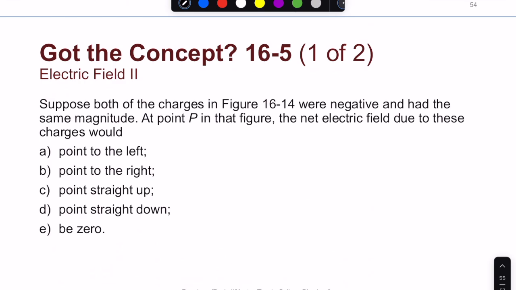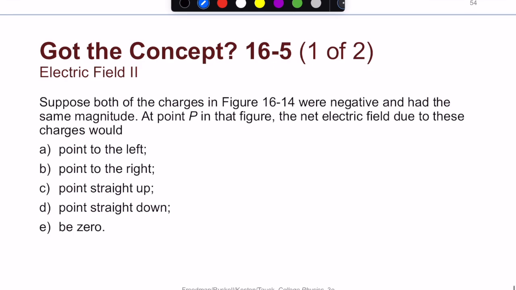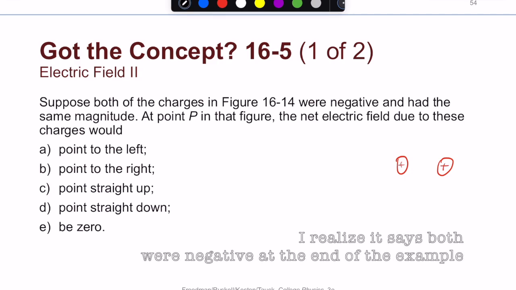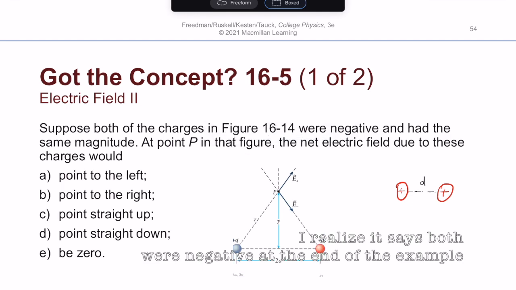Okay? Suppose that both charges were negative. So suppose that it's not a dipole, we just read for negative. Suppose that we had two charges, separated by some distance d. I believe that's what the question is asking. At point P in that figure, all right, so let's say these are both positive. Oh well, they use blue. Let's change it to blue.